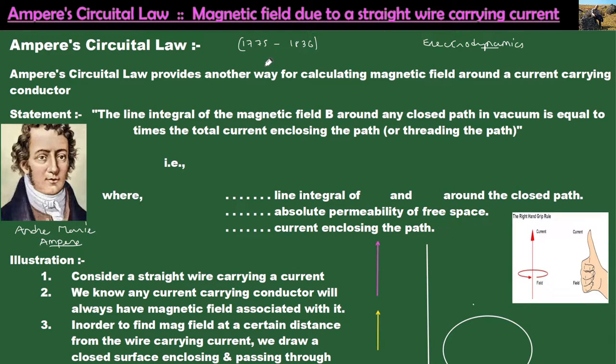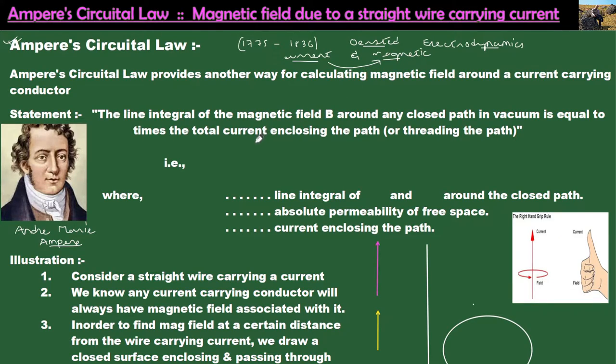The main idea about Ampere's Circuital Law is that André Marie Ampere was fascinated by the discovery of Oersted. In Oersted's experiment, we found that there is a relationship between electric current and magnetic field. Let us just reiterate: Oersted found out that when there is a current passing through a wire, there will be a magnetic field associated with that wire.